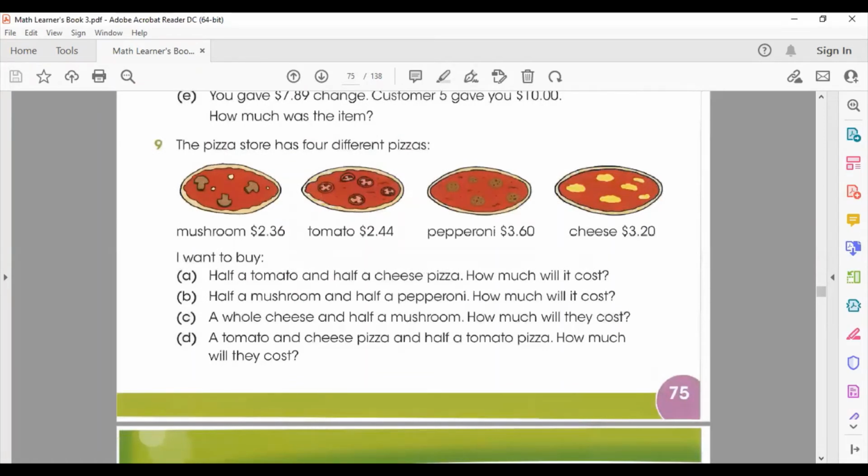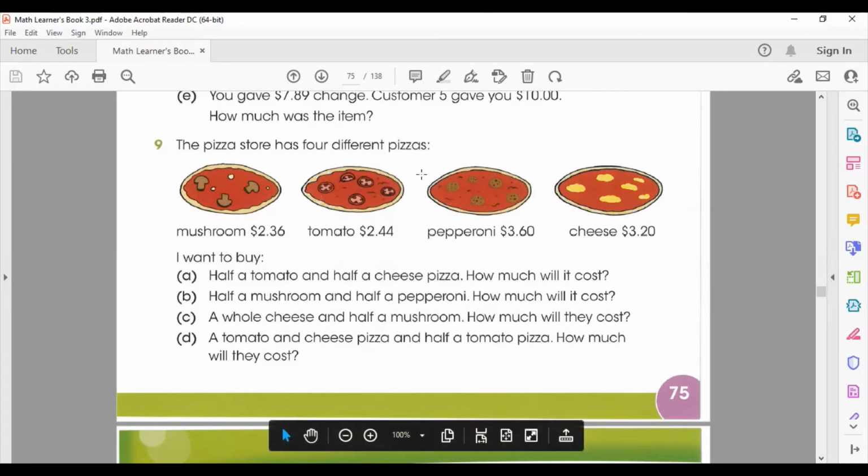Question number 9. The pizza store has 4 different pizzas: tomato $2.36, mushroom $2.44, pepperoni $3.60, and cheese $3.20. Okay, first of all we need to make half.